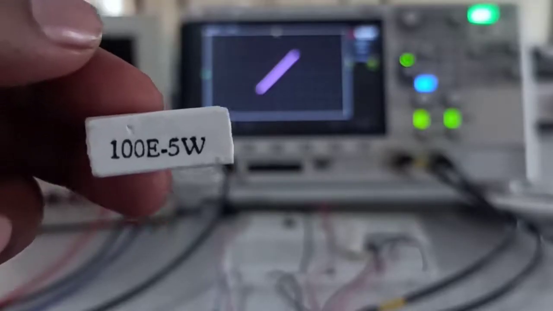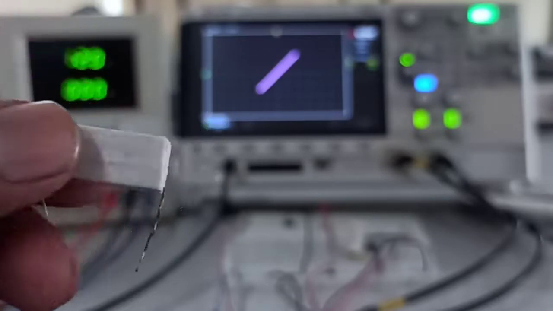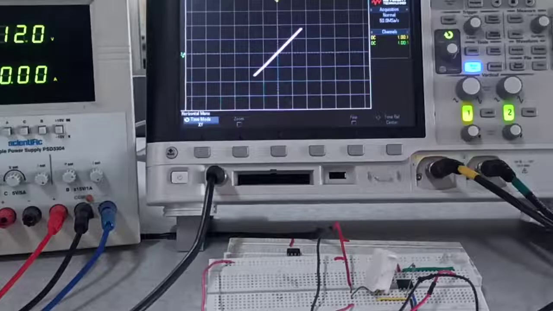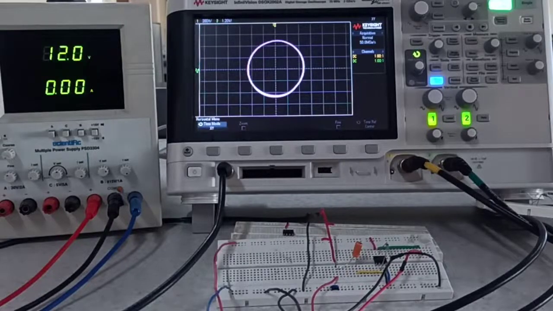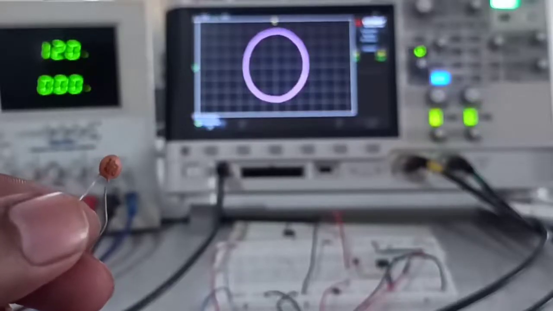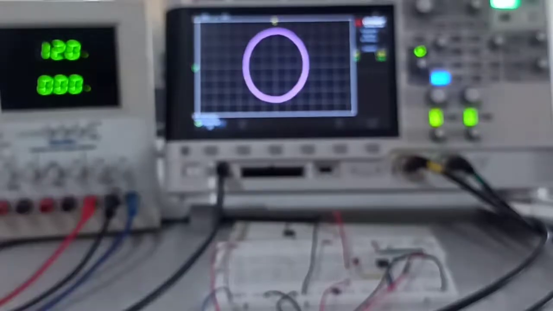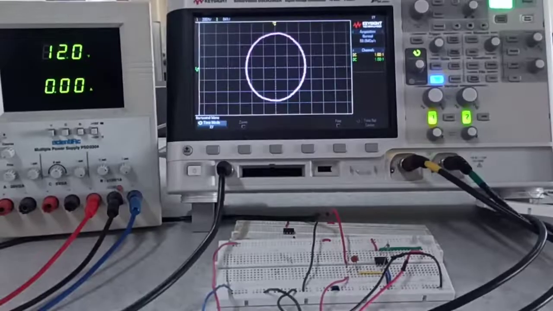This is 100 ohm 5 watt wire bound resistor. Now this is the IV characteristics of 100 ohm wire bound resistor. Now this is the IV characteristics of 1 microfarad electrolytic capacitor. This is 0.1 microfarad ceramic capacitor. This is the IV characteristics of 0.1 microfarad ceramic capacitor.